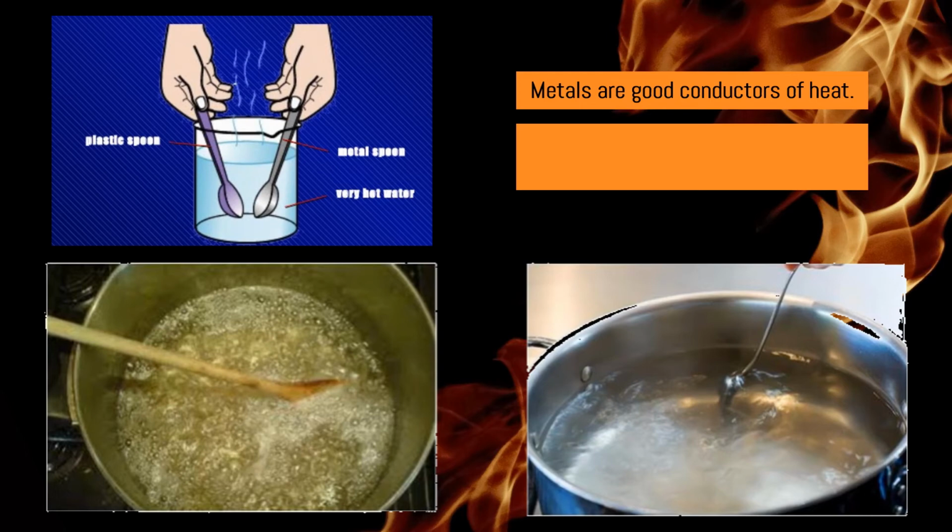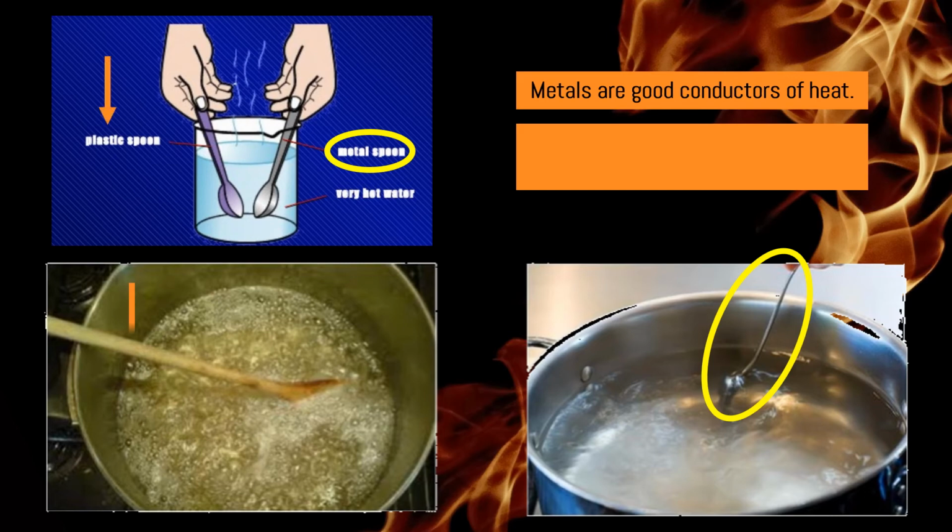Again, here is a metal spoon. We saw that the metallic spoon feels hotter than the plastic spoon in this activity. Here is also a metallic spoon. The metallic spoon feels hotter than the wooden spoon. Metals are good conductors of heat. They allow heat to pass through them easily. They become hot easily and faster than spoons made with other kinds of materials.